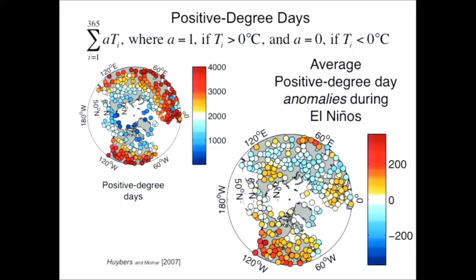Now, what happens during El Nino? Because this is what we care about. This is what I just showed you. This is now for El Ninos. And what you see is Canada has more positive degree days. These are anomalies, differences between what's measured during an El Nino and what the average conditions are. Here's a scale, small compared to that, 200 positive degree days, but that's actually quite a few. You get more in Canada when you have an El Nino event. So what Canada does is give you more positive degree days.